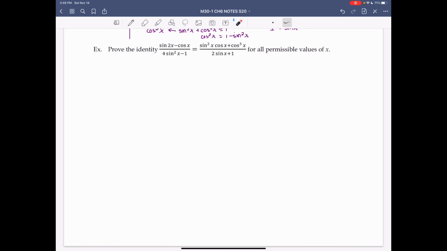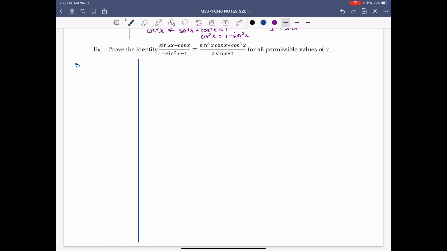Prove the identity (sine 2x minus cos x) over (4 sine squared x minus 1) equals (sine squared x cos x plus cos cubed x) over (2 sine x plus 1) for all permissible values of x. Both sides are fairly complex, so I'm going to do some manipulating to both sides.